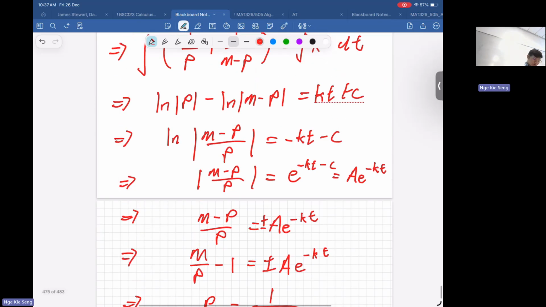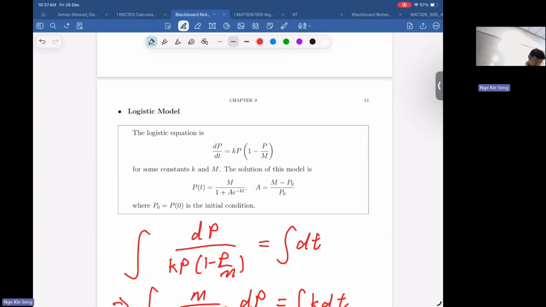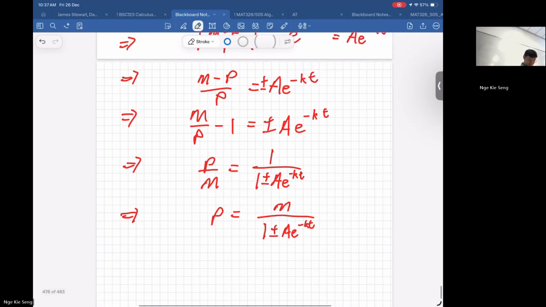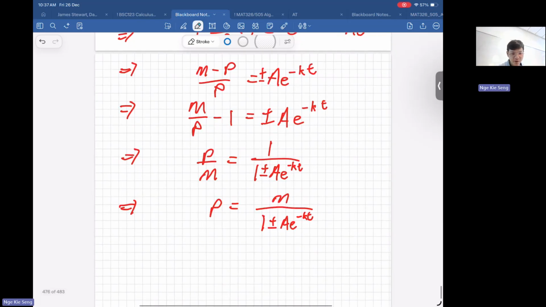Okay, so actually in this case, this A here, right? Let me see. So this A here could have plus minus, depending on what the initial value is. Okay, I think we could, or you want to see what happened? Okay, so how about let's do it then.